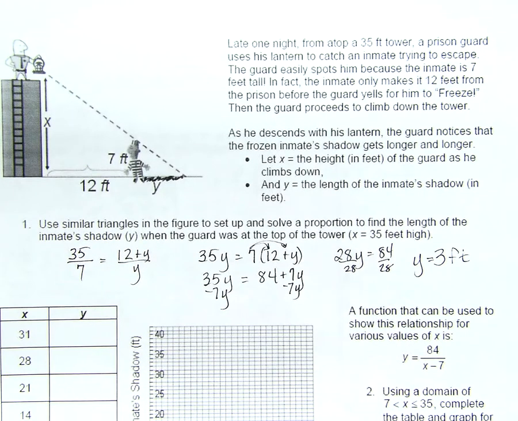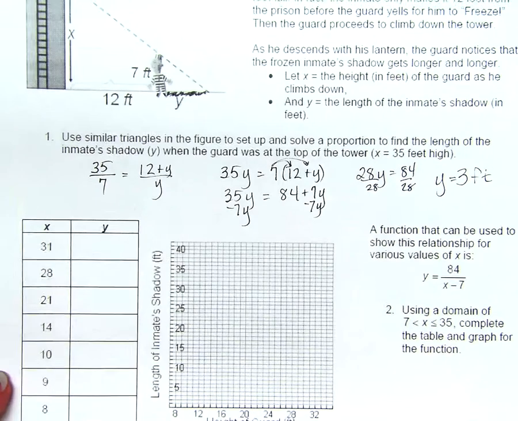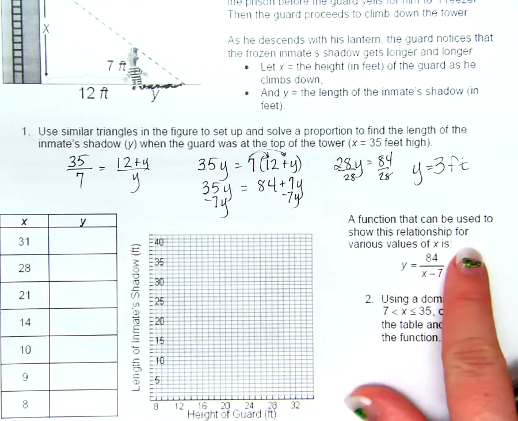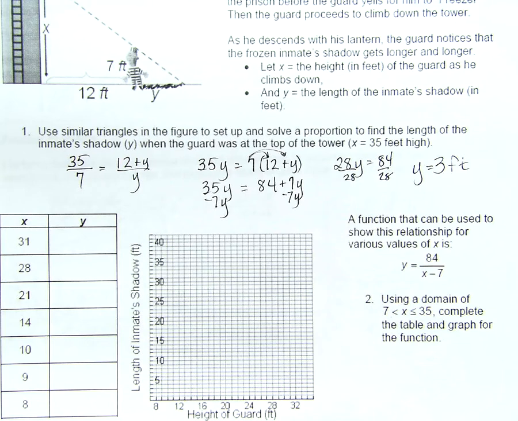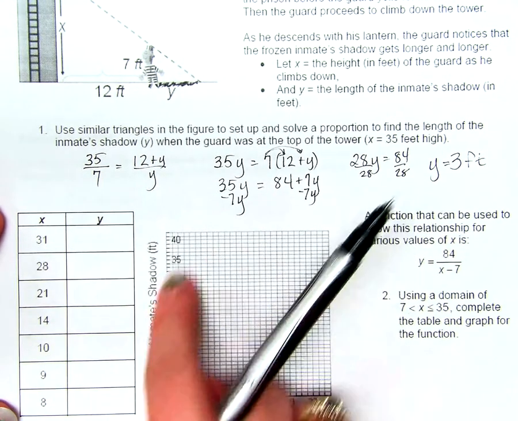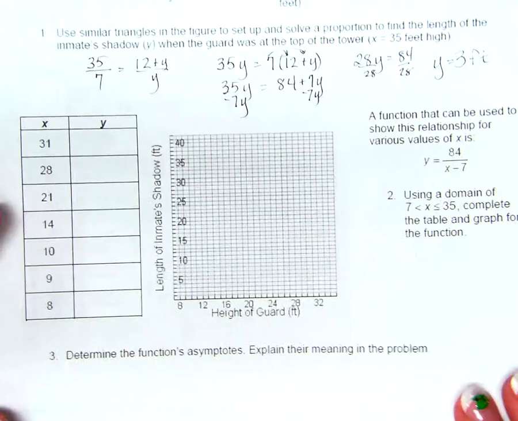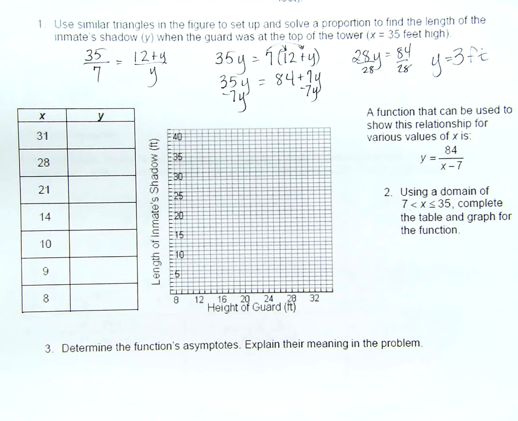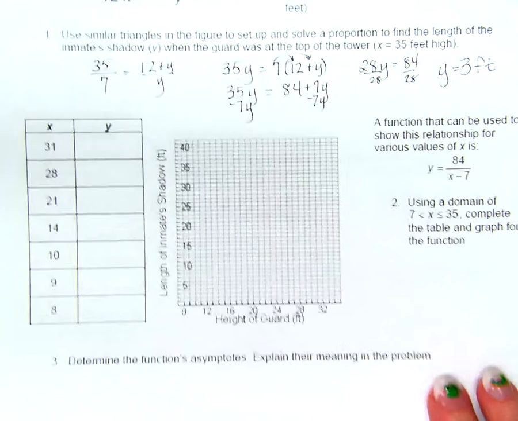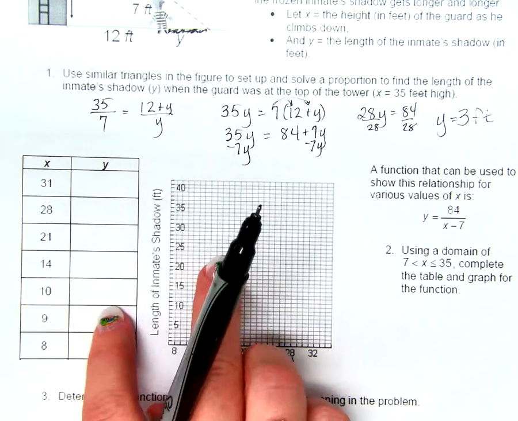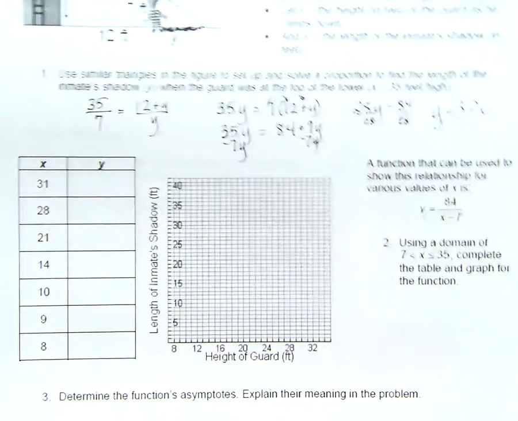So what I want you to do now is put this equation into a table, because it says a function can be used to show this relationship. I want you to plot those points onto this graph, and find the asymptotes, both vertical and horizontal, and explain what they mean in this problem situation. The last worksheet I gave you, please make sure you do this before you leave. You can do the last one later, but you've got to get the table before you leave. You can always plot the graph later.